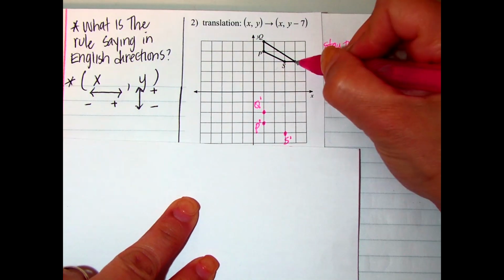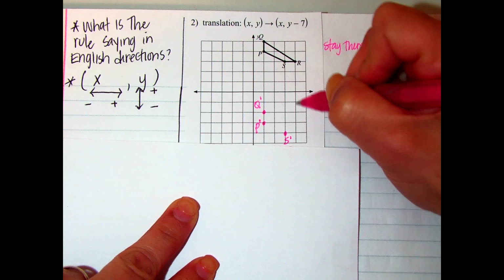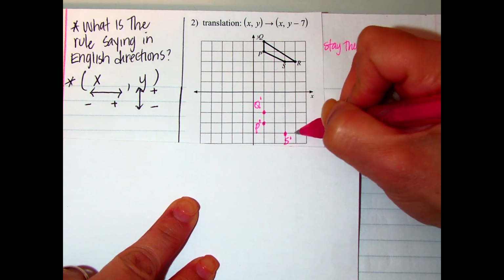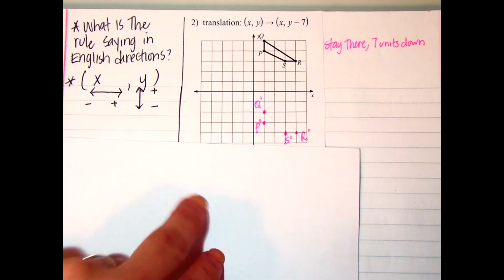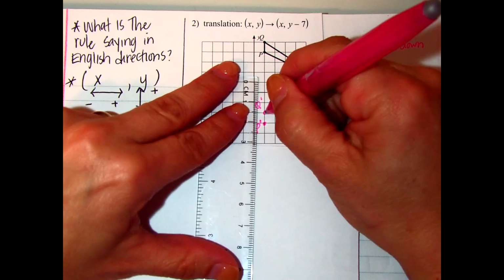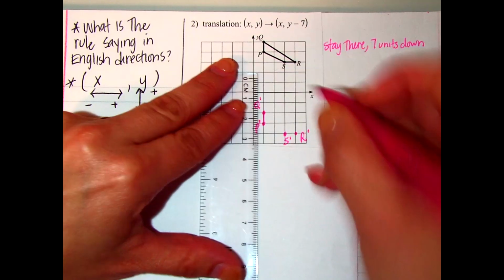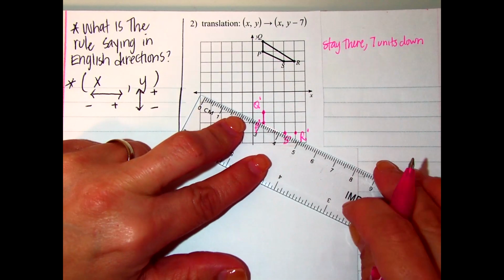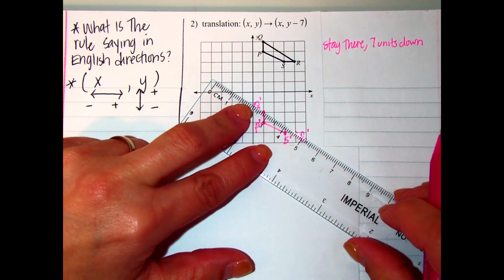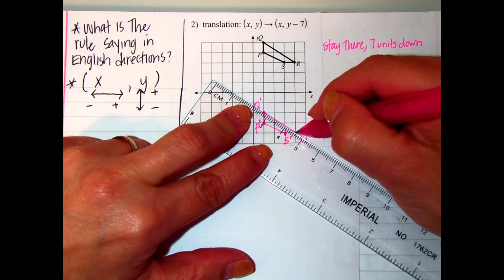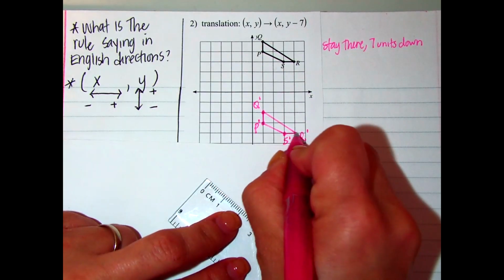And the last one, R, is 7 down. 1, 2, 3, 4, 5, 6, 7. Label it. This is now R prime. Make sure to use a straight edge to draw everything nice and straight. And there you have it.